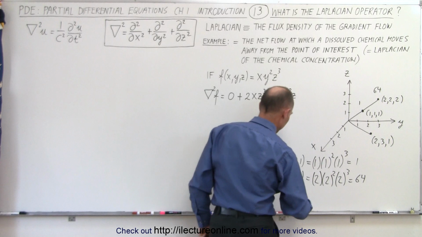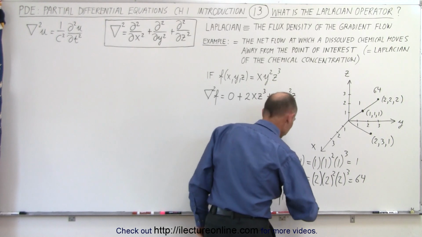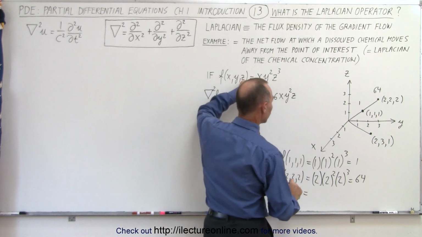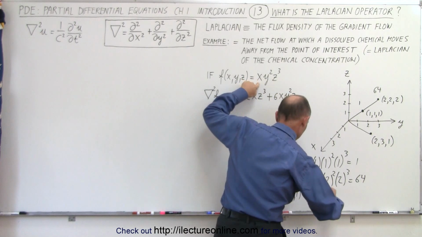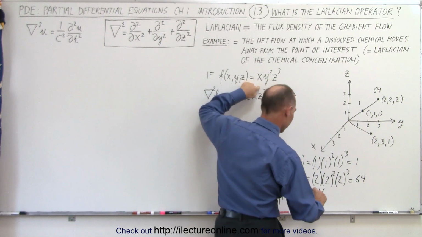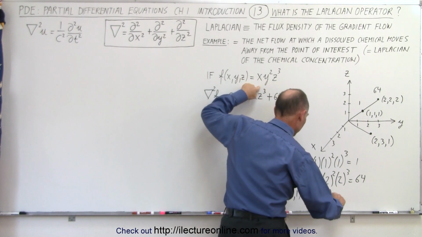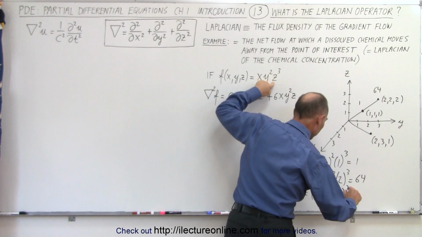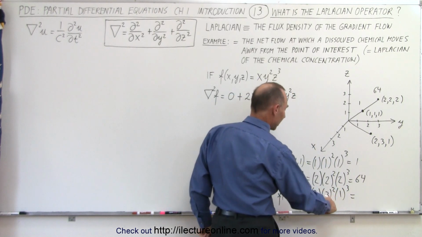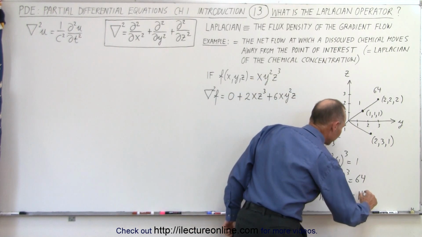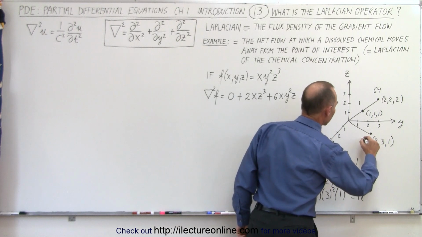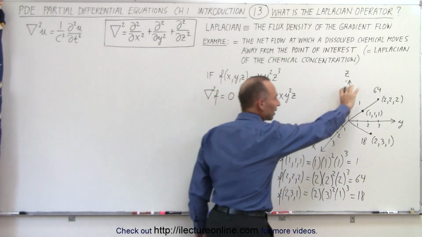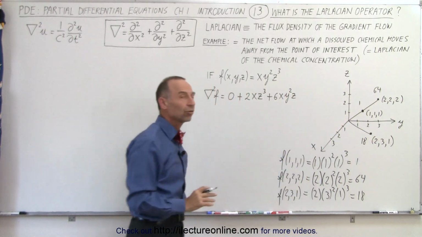And if we evaluate the function at the point 2, 3, 1, x is equal to 2, y would have a value of 3, which is therefore 3 squared, and then z would have a value of 1, 1 cubed. So 3 squared is 9 times 2, which is 18. So the function here has a value of 18. That gives us a value for the function at the various points in 3-dimensional space.